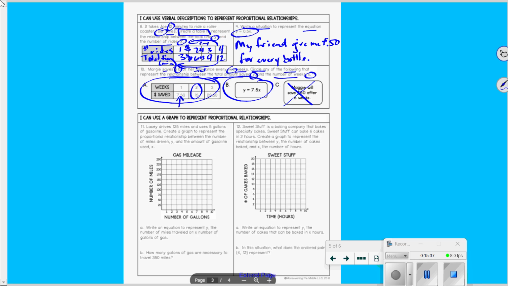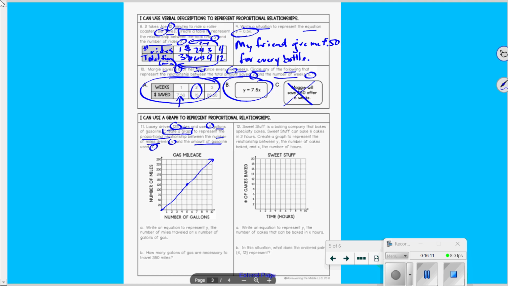Macy drives 125 miles and uses 5 gallons of gasoline. Create a graph to represent the proportional relationship between the number of miles driven, Y, and the amount of gasoline used, X. So they've given us the 125 and the 5, so that's where you should start your graph. They've told us it's proportional, meaning it's going to go through 0, 0. Once I have my 2 points, now I can start to draw a line. So this line is actually going to go straight up. And make sure you put an arrow at the end.